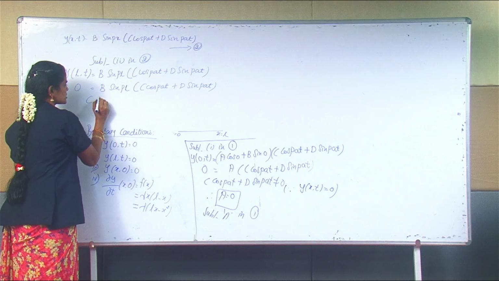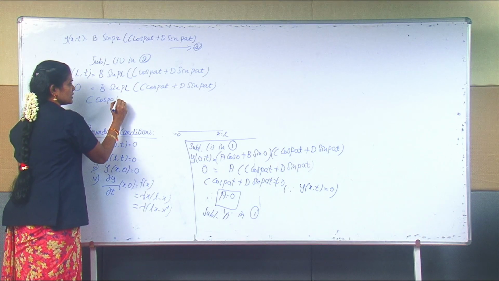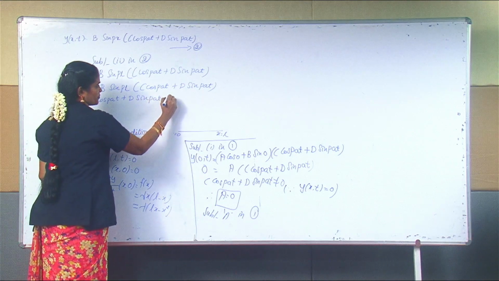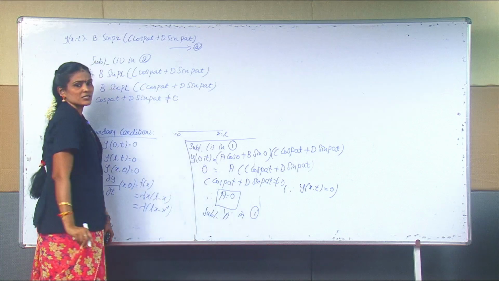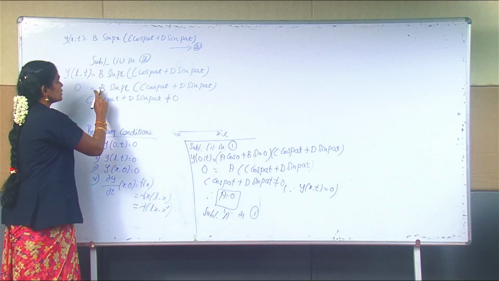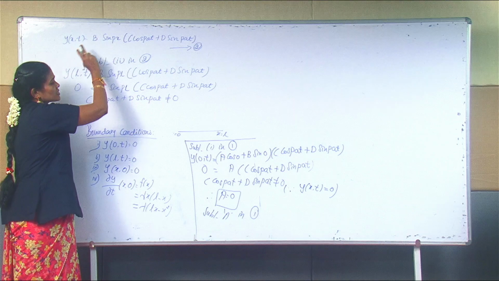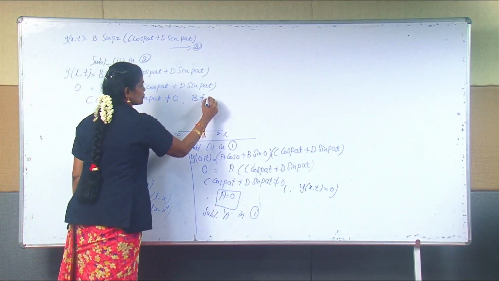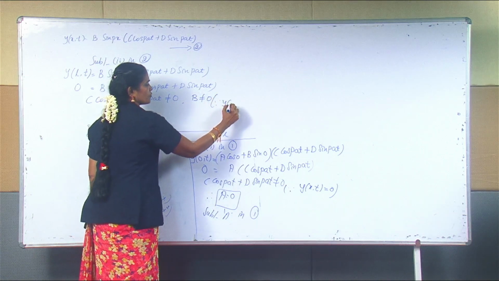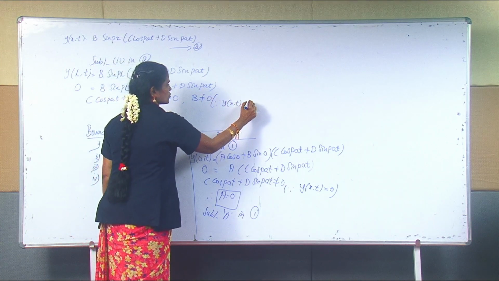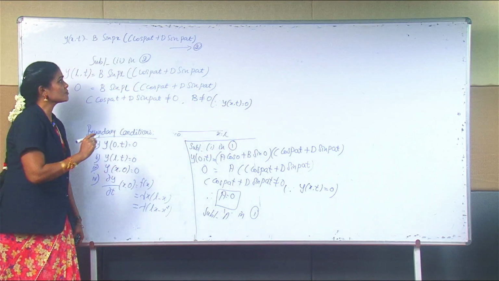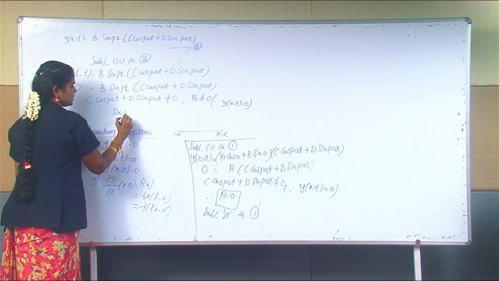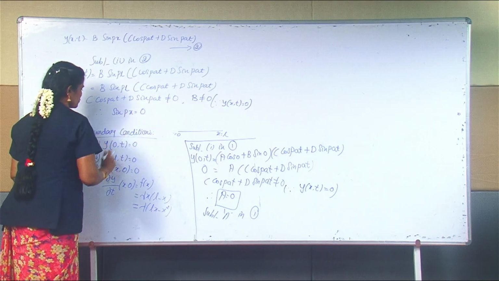Already we have seen that c cos pat plus d sin pat value is not equal to 0, because y of x comma t is not identically 0. Similarly, b is also not equal to 0, because b is in multiplication, since y of x comma t is not 0. Therefore, only one possibility: sin pL value is 0.